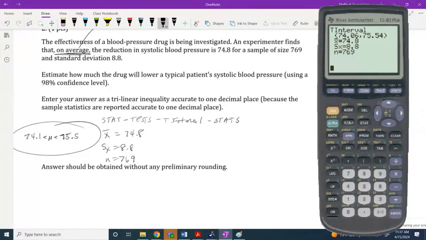How would I do it on the T1? I brought mine just because there is a difference. So you still go to stat, test, T interval number 8. This one looks the same. Okay, go over to stat. And now hit enter. And then it changes it.